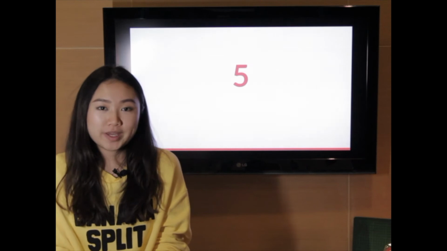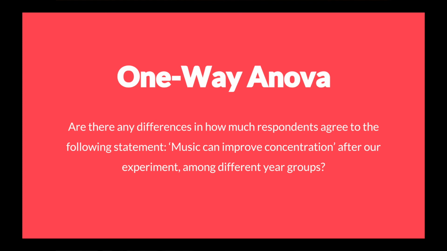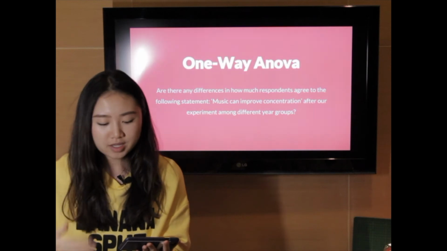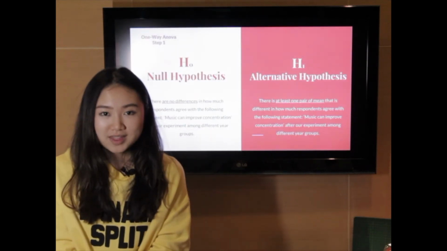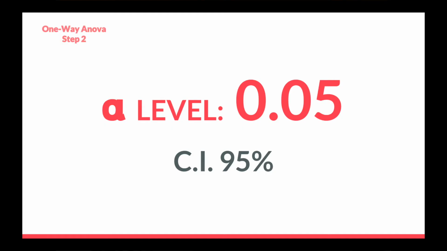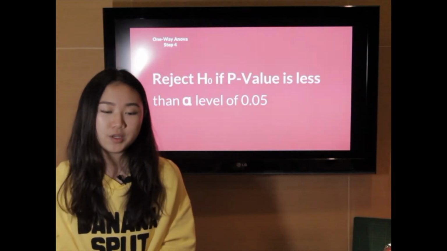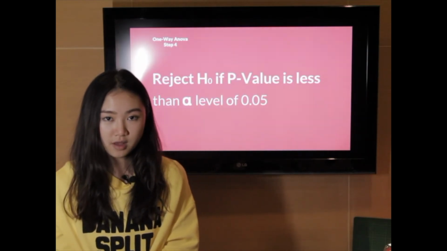For our fifth hypothesis testing, we're going to use the one-way ANOVA. And our research question here is to test whether or not people from different year groups have a different rating for how much they think music can improve concentration. Our null hypothesis here is that there are no differences, and our alternative hypothesis here states that there is at least one pair of means that is different, and our alpha level is 0.05. This is going to be a two-tailed test.